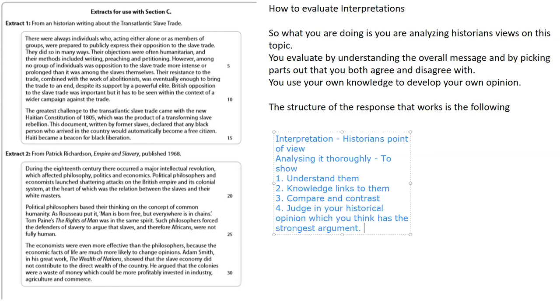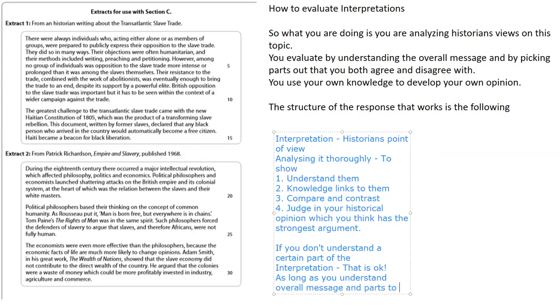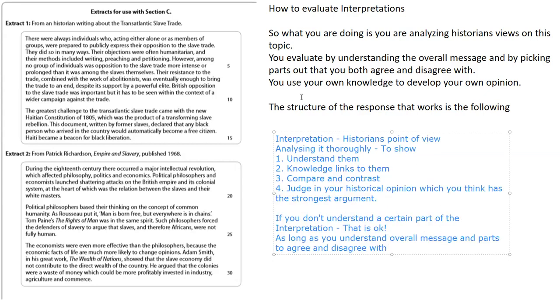There is language within the interpretations that you might not understand. And we need to make sure that you understand all those key terms to go ahead and be successful in this question. Now, the bit of advice I will say is, if you don't understand a certain part of the interpretation, that is okay, as long as you understand the overall message and parts to agree and disagree with, you will be fine. As long as you can judge how strong you think those arguments are, this is the skill of this response. By judging a historical interpretation, it's down to you to be able to back up why you think that.